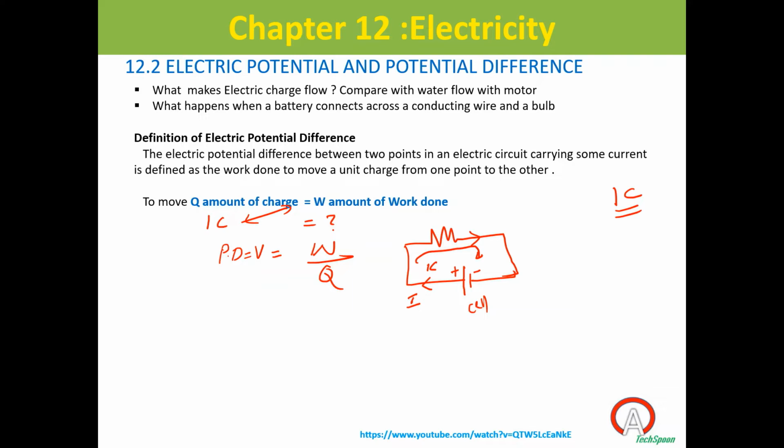By definition, the potential difference between these two points is what? It is the amount of work done to move unit charge, that is 1 coulomb charge. But here, how much charge am I moving? Q coulomb of charge, from the positive terminal to the negative terminal, and the battery is spending W joule, or W amount of work, for that. From that, find out the amount of energy or work required for moving 1 coulomb charge. That is simple mathematics: W by Q.